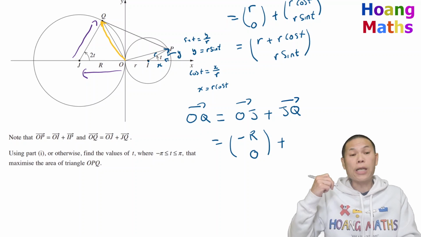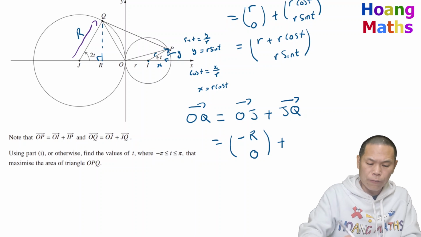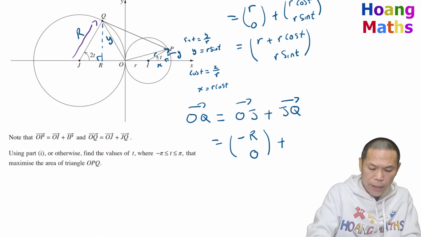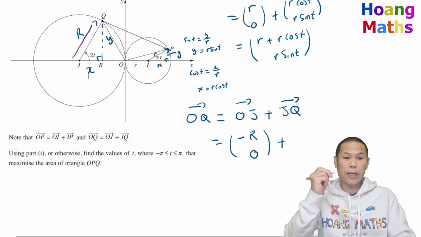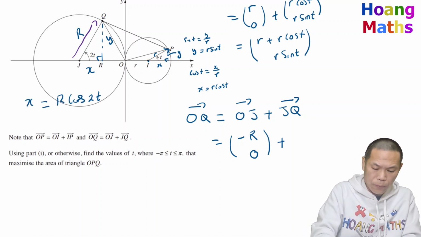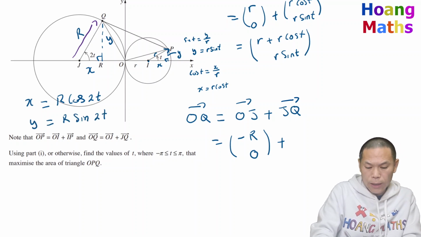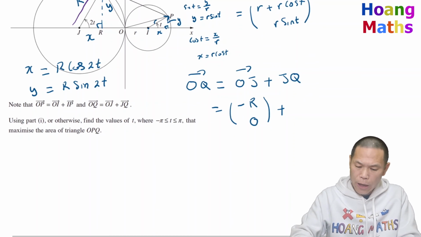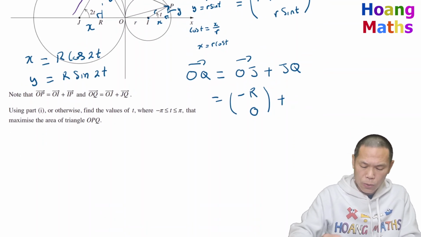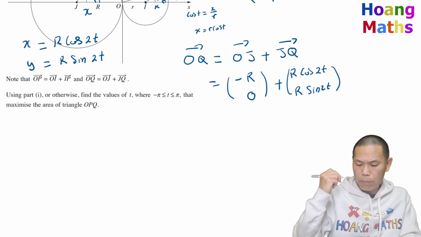And for JQ, so JQ is here. So this is R, of course, and let me write Y here and X here. Okay, so this means that X is equal to R cos 2T in this case, and Y is R sine of 2T. Same process as before. So therefore, JQ is equal to R cos of 2t and R sine of 2t. That is where we get these coordinates from.